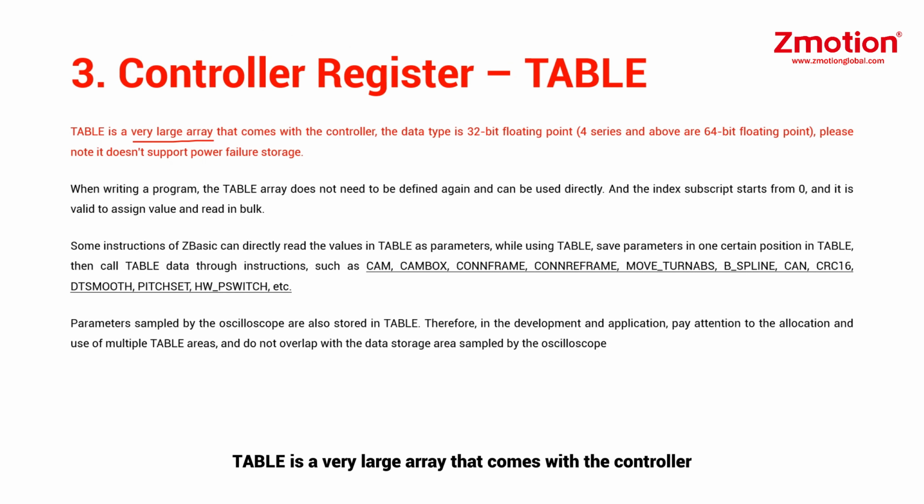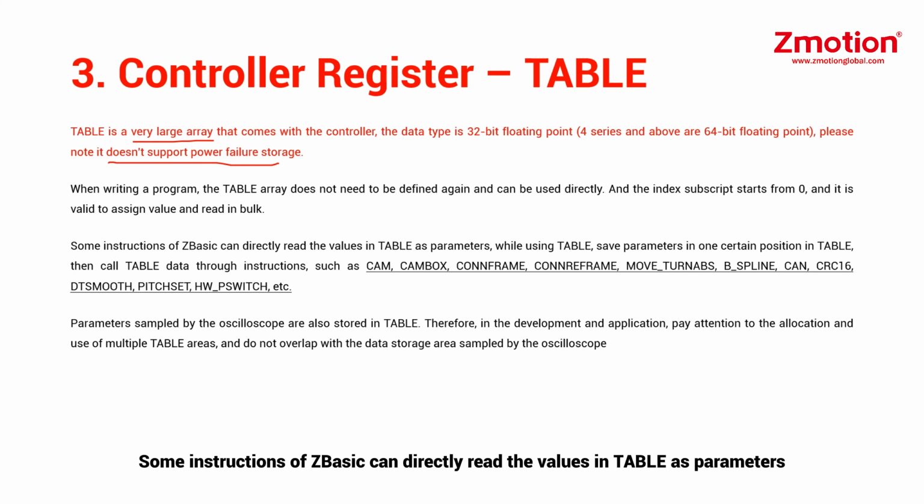Table is a very large array that comes with the controller, and the data type is 32-bit floating point. But it doesn't support saving data when power is off. When writing a program, the table array can be used directly. The index subscript starts from 0. Some basic instructions can directly read the values in table as parameters. Values in table save parameters in one certain position in table, then call table data through instructions, such as cam command, robot command, hardware comparison output.